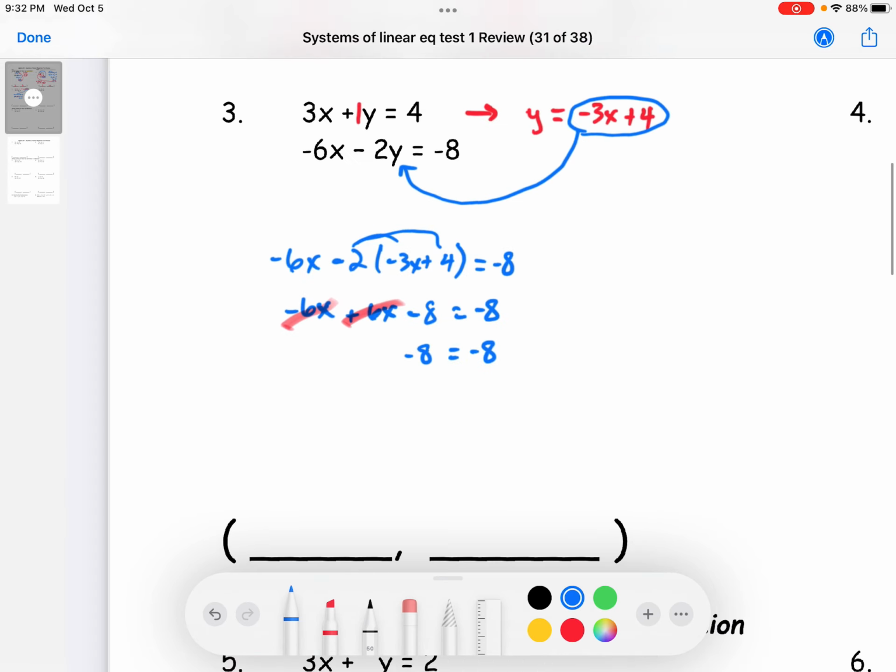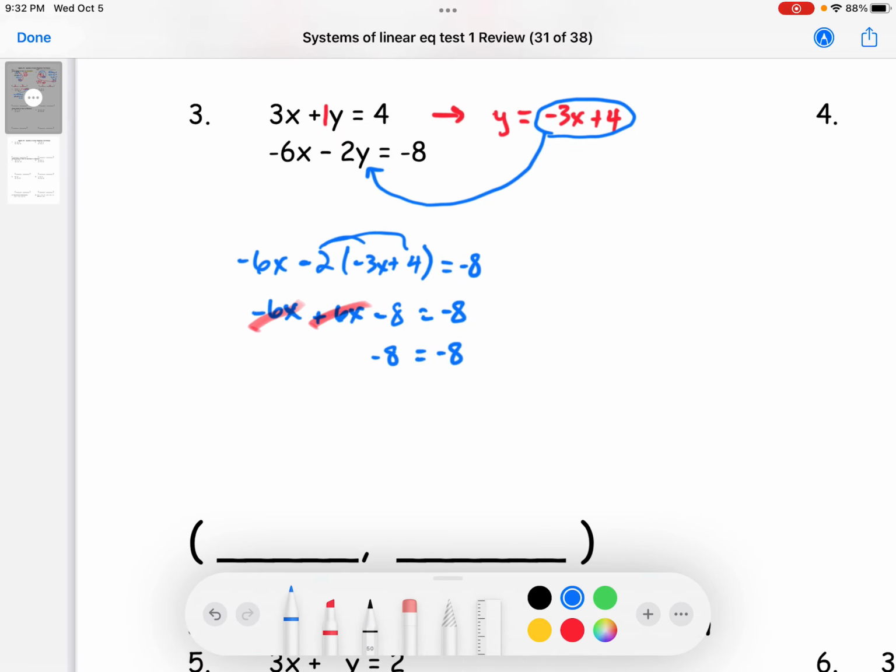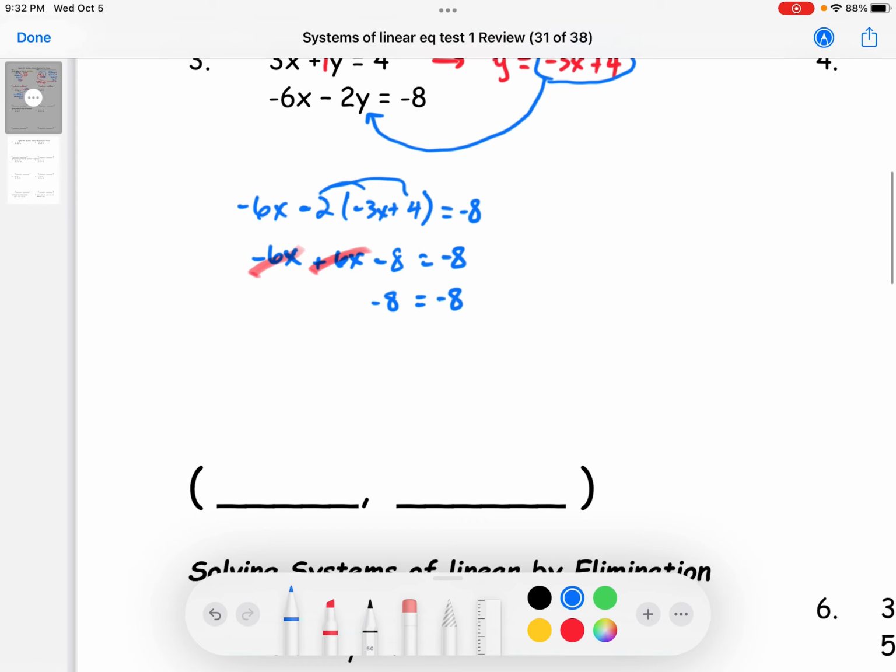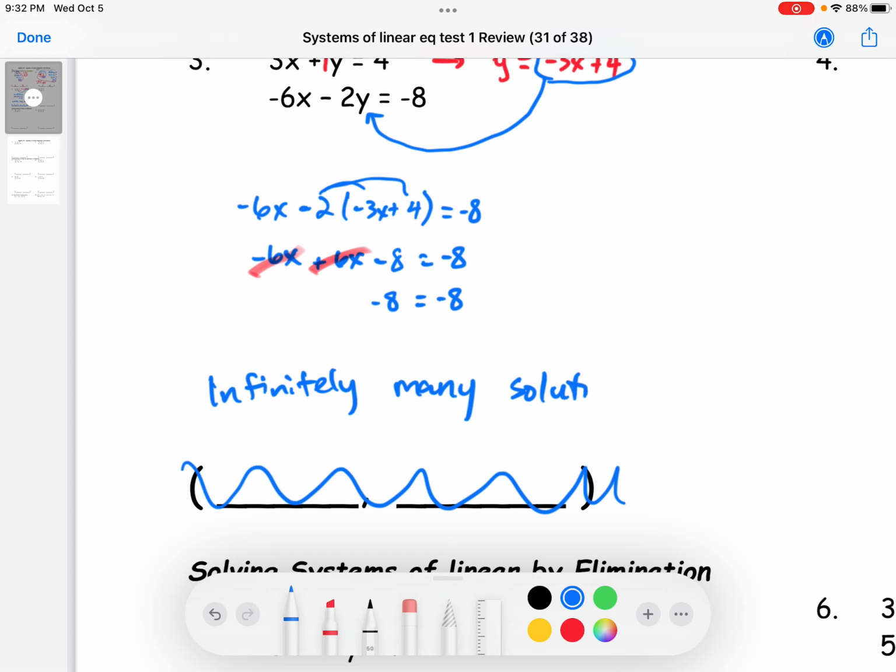So what this means for us is that it doesn't matter what x and y we plug into this. If it fits in the first one, it also fits in the second one. No matter what x and y you pick, if it fits in the first equation, it's always going to fit in the second equation. So that means it's not going to be an answer that goes in an ordered pair like this. This is going to be infinitely many solutions. So if you do that substitution and you get to something that is an objectively true statement, you say there are infinitely many solutions.